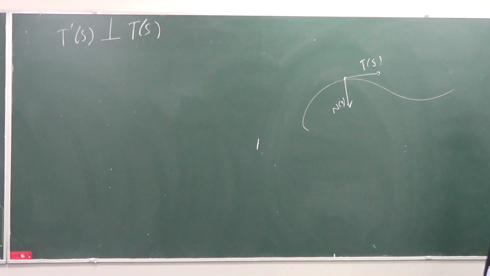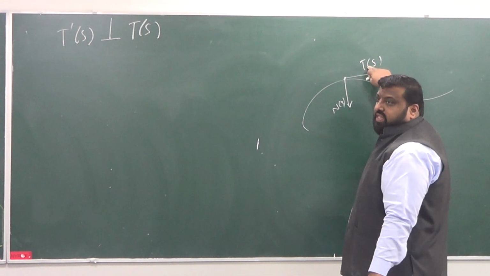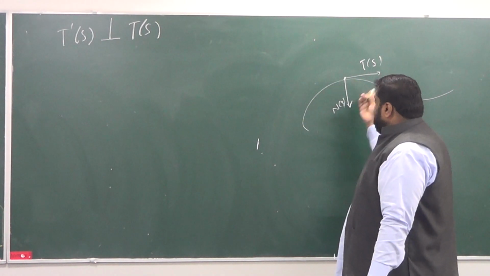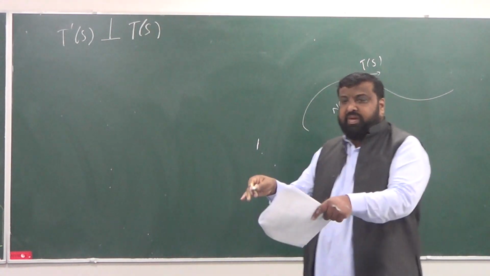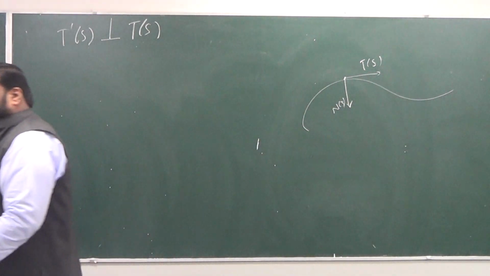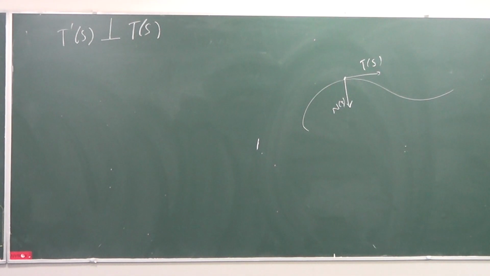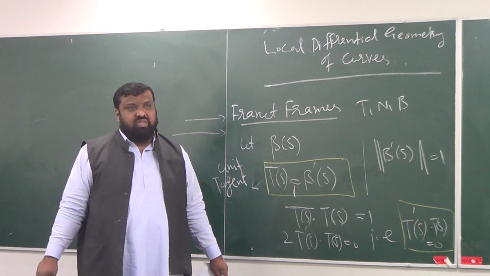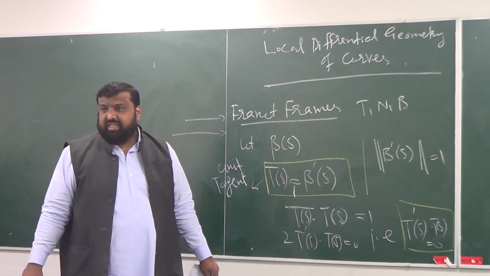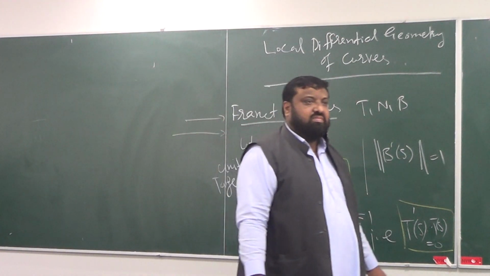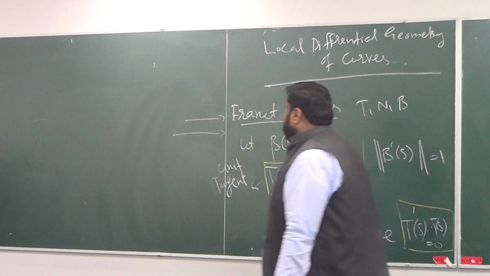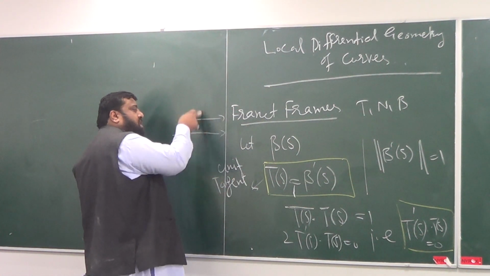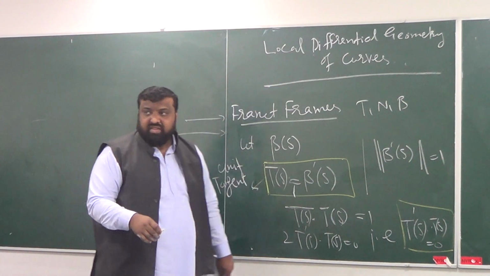Are you getting the point? So if this is orthogonal to T of s, and T prime is also orthogonal to T of s, then somehow the normal and T prime of s must be parallel to each other. It would be something like this situation. And if two vectors are parallel to each other, how can we relate them? By some constant. If this is vector A and this is vector B, then A is some constant times B.